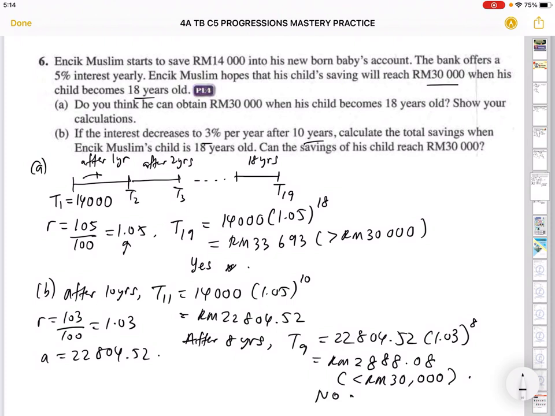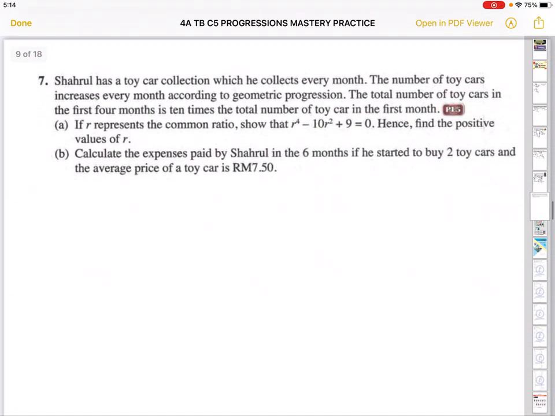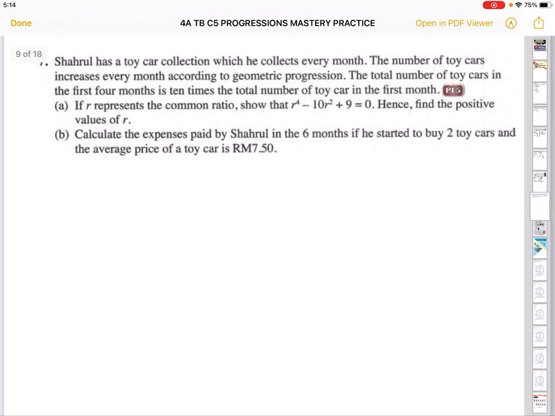Okay, all right. Last question. Cheryl has a toy car collection which she collects every month. The number of toy cars increase according to a geometric progression. Total toy cars in the first 4 months is 10 times toy cars in the first month. Okay, now I think the question has a problem. Let me explain why. Total toy cars in the first 4 months is 10 times total toy cars in the first month. Now you can't have total toy cars in the first month, right?